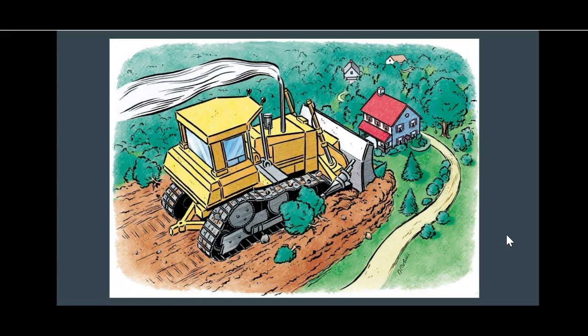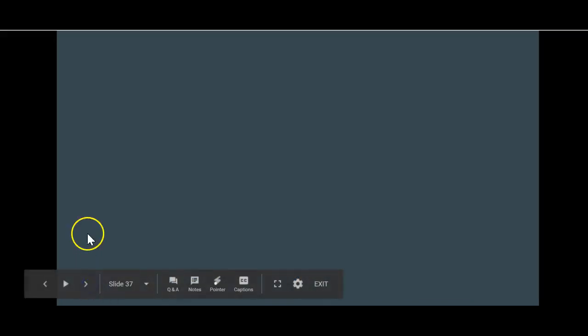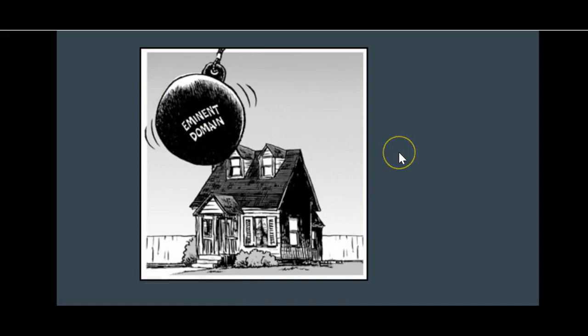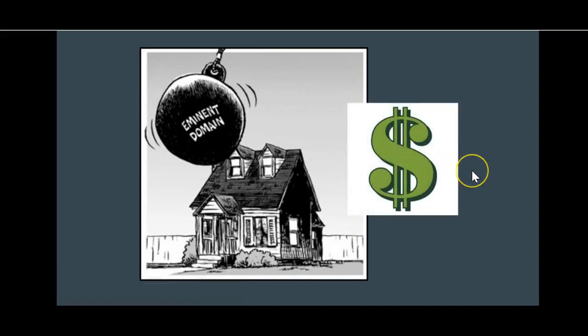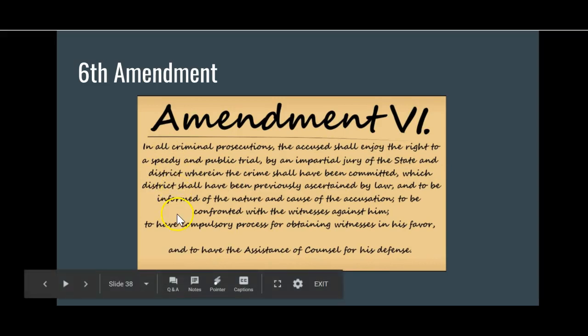Okay, so here's that idea in picture form, right? Bulldozing this big long stretch of land, taking over your house so that they can build a highway. And here's another graphic that means the same thing. So here's that phrase, eminent domain. If they have to knock down your house to build a highway, they also have to pay for what that property is worth.